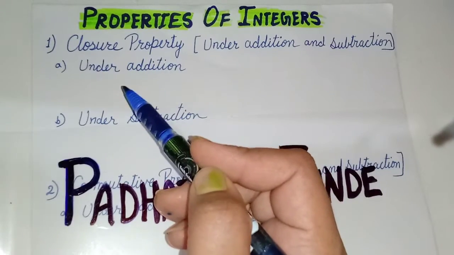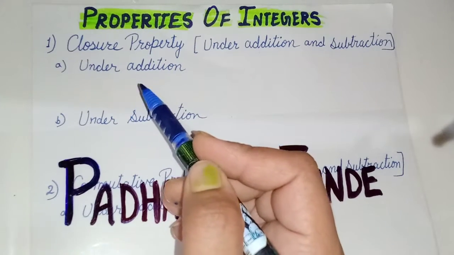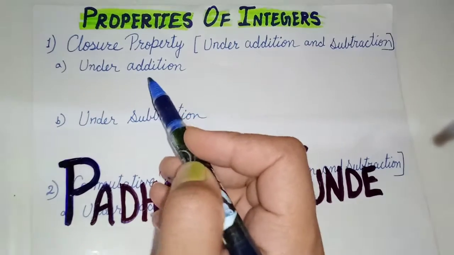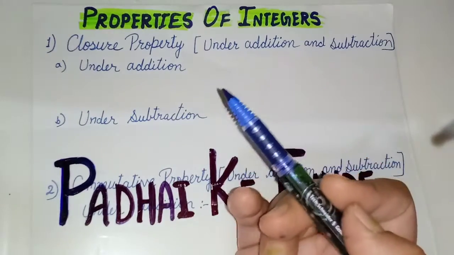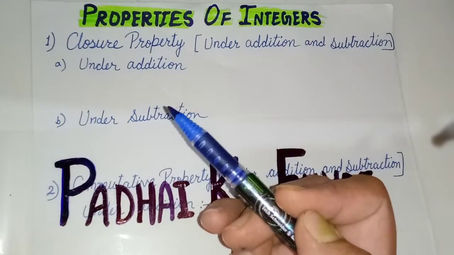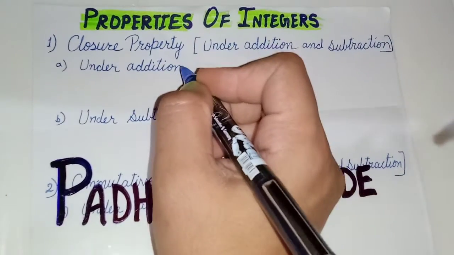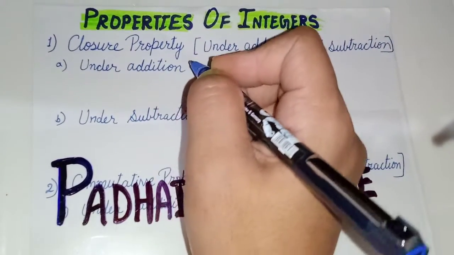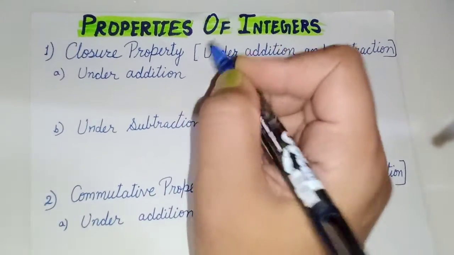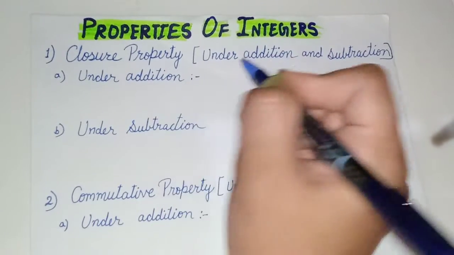Closure property means whenever we add integers or find the difference between them, the sum in addition or the difference in subtraction that we get will also be an integer. This is called closure property. Now we are going to see it under both. First we will see it under addition and then under subtraction. So let us see under addition. For that we are going to take an example here.